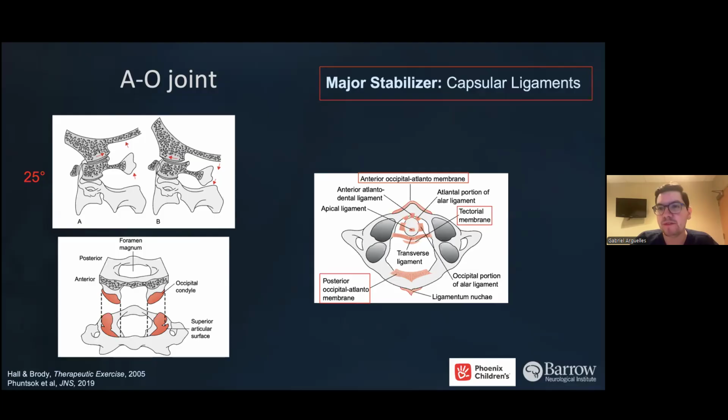And from that paper, he found that the actual capsule itself, and there's ligaments intimately associated with the capsule, are very important and the most important when thinking about the stability at the AO joint, as opposed to some of the named ligaments we think about, like the tectorial membrane, like the transverse ligament, and so forth. So the capsular ligaments he found are actually the most important at this level.